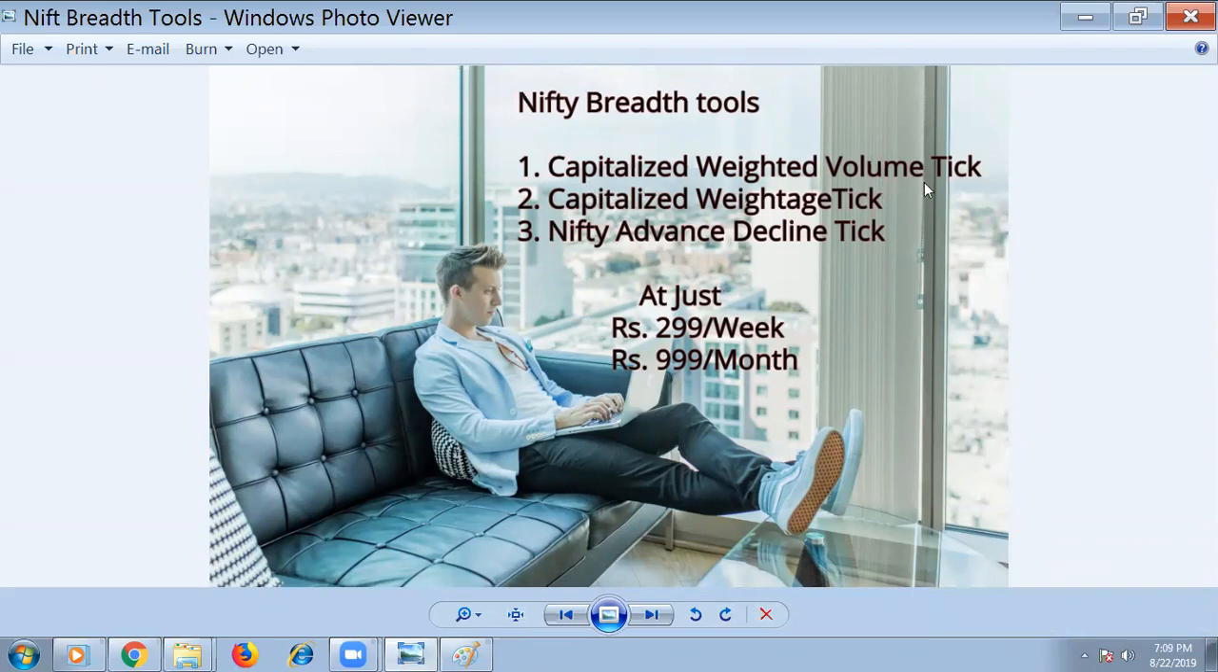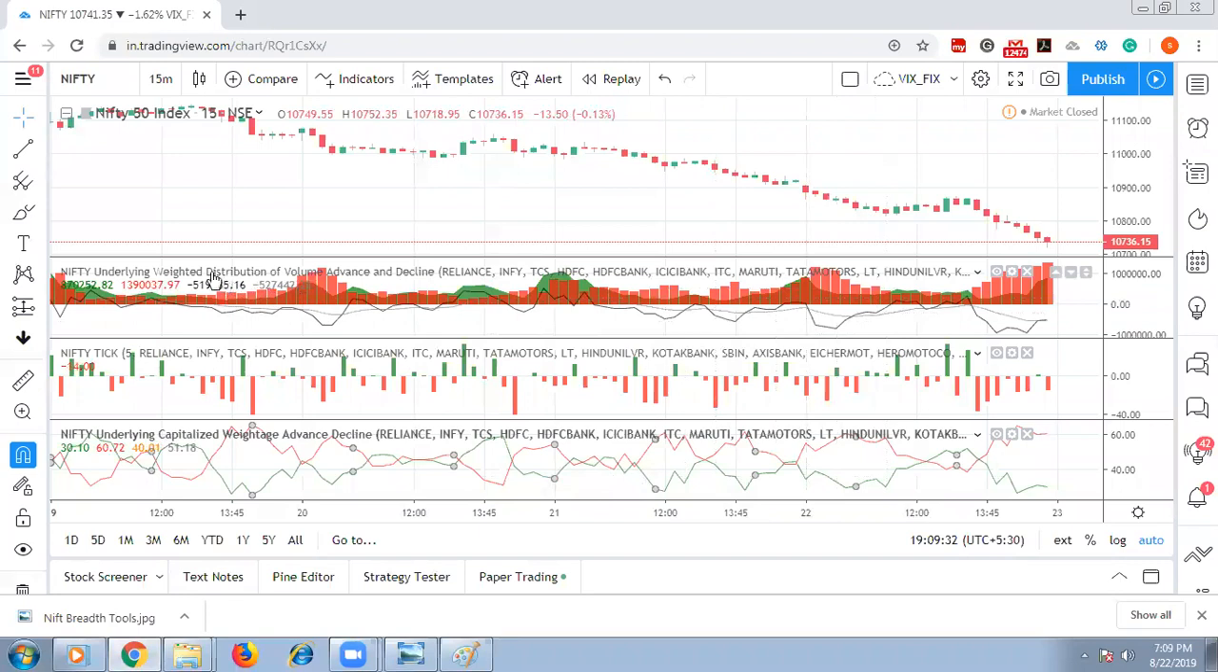Capitalized weighted volume tick is the one which talks about the volume of underlying stocks actually. So let me show you here. I'll go back to this, okay, capitalized weighted volume tick on the graph, and I'll show you how it will work for Nifty. Okay, this is Nifty underlying weighted distribution volume advance and decline line. Okay, it captures the volume of the underlying stocks in a capitalized weighted way.